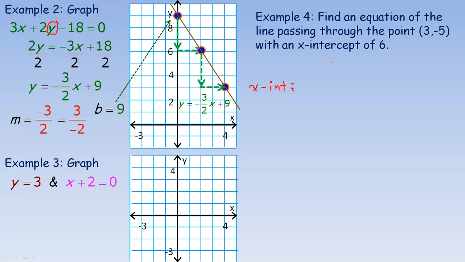So we would write 3x plus 2 times 0 minus 18 equals 0 and solve for x. Now, this of course is 0, so, and I'm going to take the 18 over here. So I would get 3x equals 18 and then divide out the 3. So the x-intercept is positive 6.